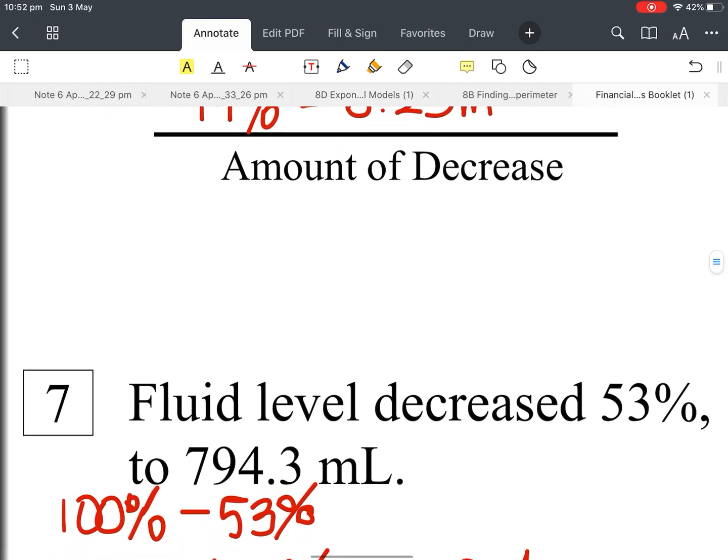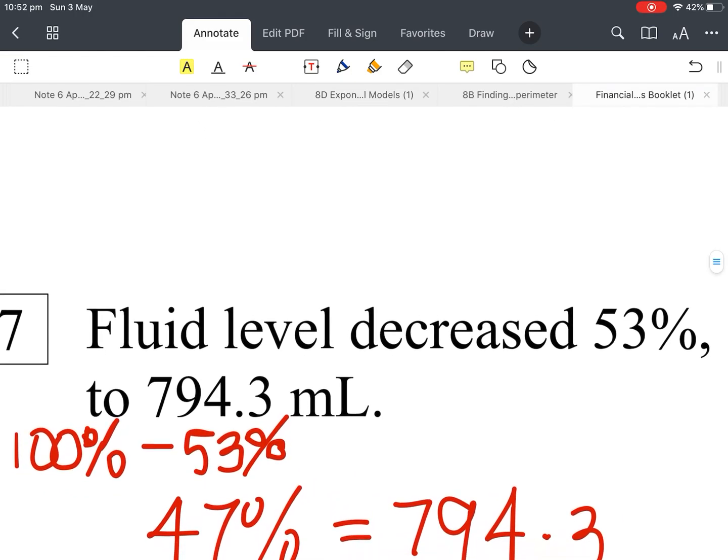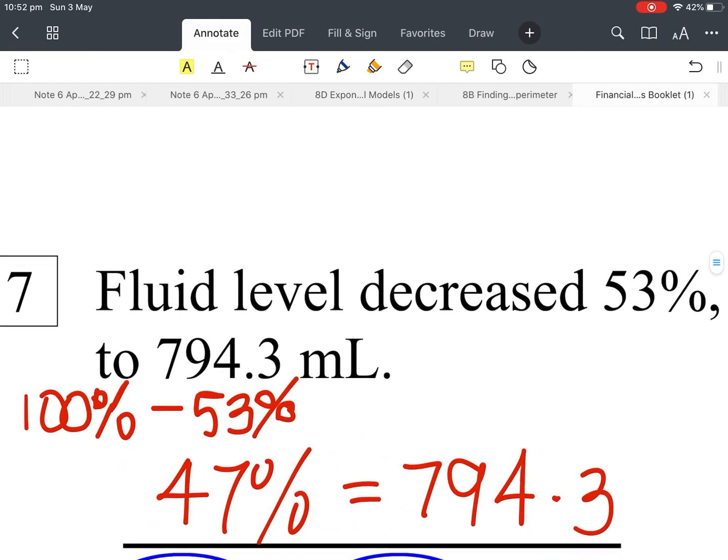All right, next question. Question 7 says, fluid level decreased 53% to 794.3 millilitres. So what you have to do here, we're decreasing again. So the first thing you have to do is 100% minus 53%. So here's your first line. And hopefully you got 47% when you did that. Because the fluid decreased to this, then that means the 794.3 should be the representative of the 47% amount.